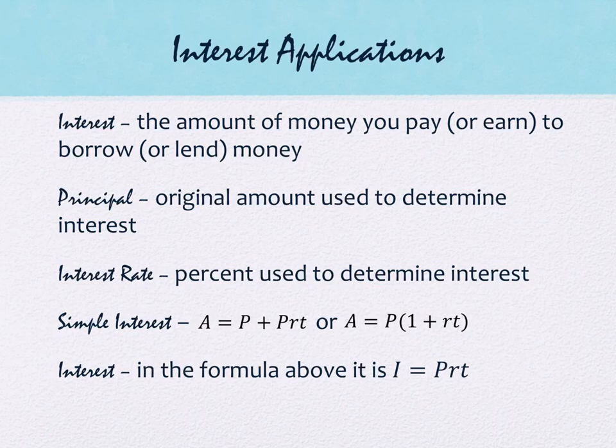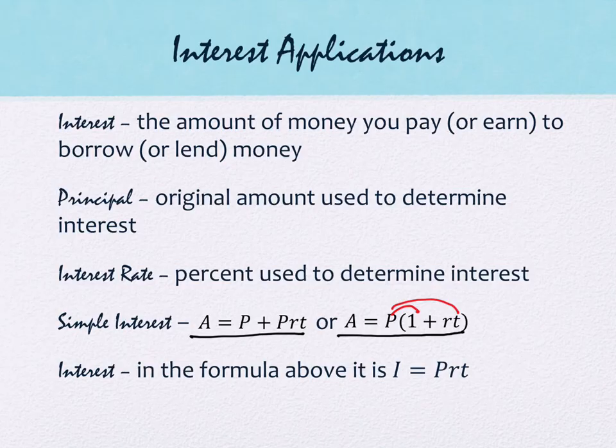So let's do some details about what we're talking about. Interest is simply the amount of money you pay or earn to borrow or lend money. Principal is the original amount of money that's used to determine interest. So it's the amount that you borrow or the amount that you invest. That's what it is. The interest rate is the percent that is used to determine the interest. And then there's two formulas, very related formulas for simple interest. The only difference in those formulas is whether you distribute the P here through the parentheses or you leave it as a multiplication in front. And one's not right or wrong, they're just different looking.